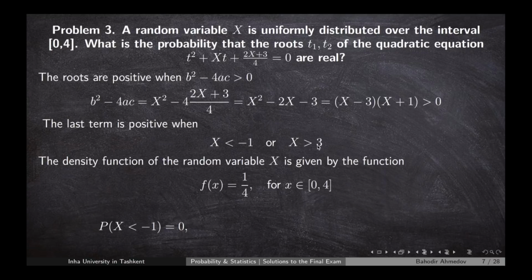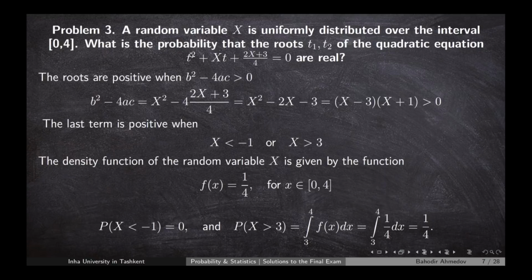And in order to evaluate the probability that x is more than 3, we need to integrate the density function from 0 to 4, because after the 4, the density function is simply equal to 0. So if I put the values and integrate this, I'm going to get the value 1 over 4. So the probability that the roots of this quadratic equation are positive is 1 over 4.